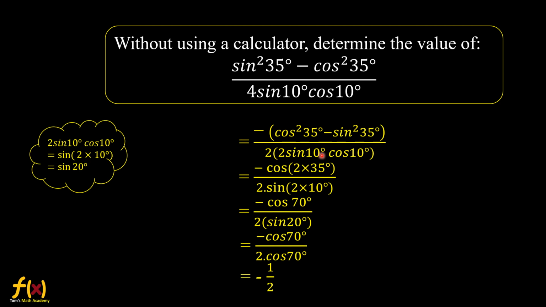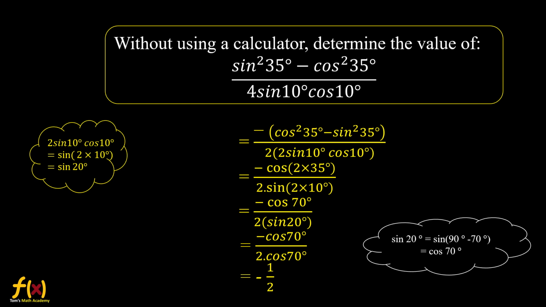We can rewrite it. Then it becomes cos 70. That is how we get it. And we cancel cos 70 and cos 70. The numerator is minus 1, the denominator is 2. Minus half is our answer.